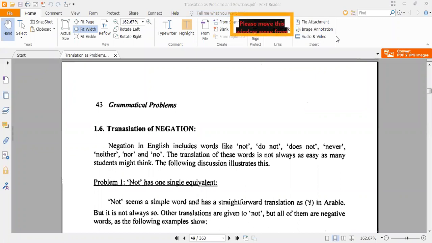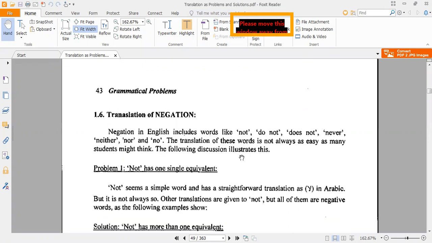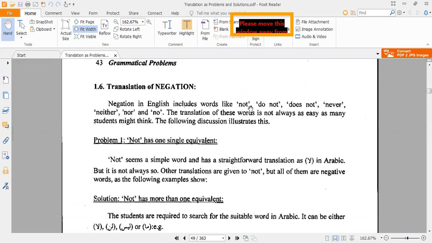Today we are going to talk about translation of negation. Actually, negation in English usually we add not, don't, doesn't, never, neither, nor, or no, alone. All of these are negation particles, and we use them to negate English sentences.